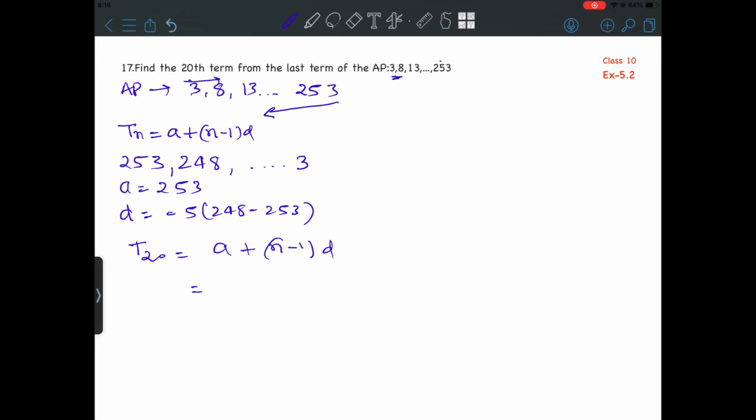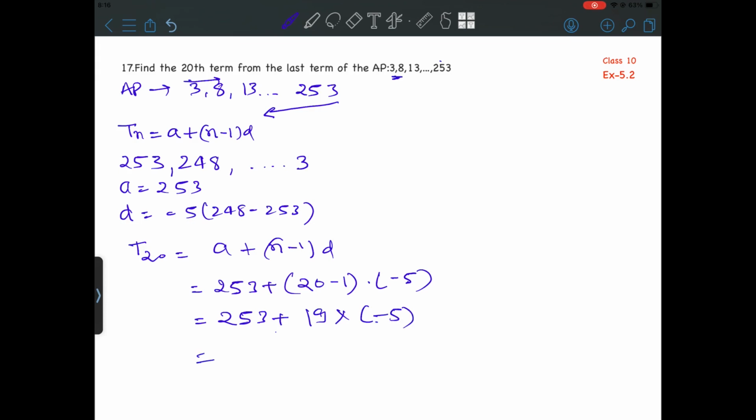Let's put the values here. a is 253, the value of n is 20 minus 1, and the value of d is minus 5. Let's solve this further. That gives us 253 plus 19 into minus 5. This minus and this plus become minus. So 253 minus 5 nines are 45, and 5 ones are 5, and 4 is 95. Now once you subtract these numbers, you will get the value 158, right? So this is the value of the 20th term from the last of the original AP, because we have reversed the AP. That's why we have used this formula directly. I hope it is clear.